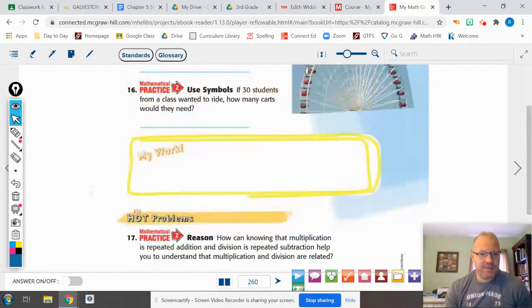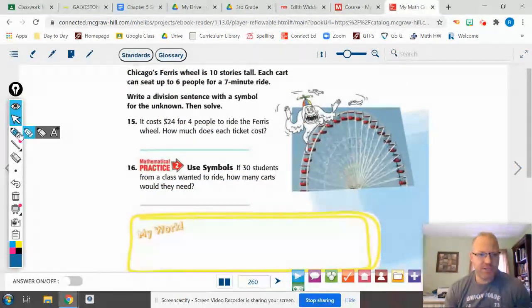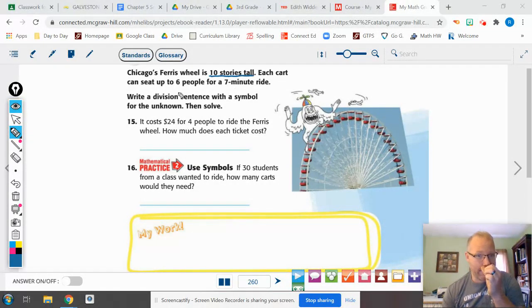All right, so page 260, we have some problem solving. Chicago's Ferris wheel is 10 stories tall. Each cart can seat up to 6 people for a 7-minute ride. Whoa, careful. There's a lot of numbers here, so we got to decide what each one is. So we have 10 stories, 6 people, 7 minutes. So we need to be careful with what we're using. Write a division sentence with a symbol for the unknown. If it costs $24 for 4 people to ride the Ferris wheel, how much does each ticket cost?